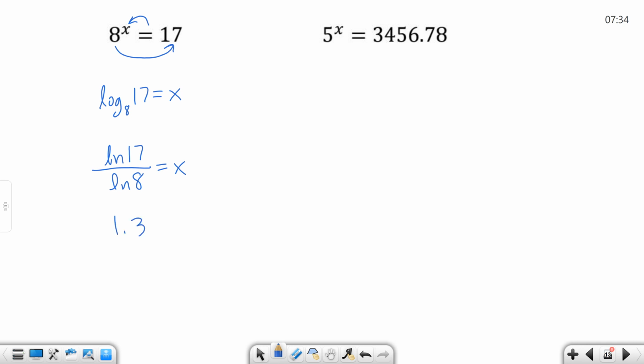So 1.36, and the next 2 are 2, 4. Well, the 4 says leave the 2, right? The 4 says leave the 2. So 1.362 equals x here to 3 decimal places.